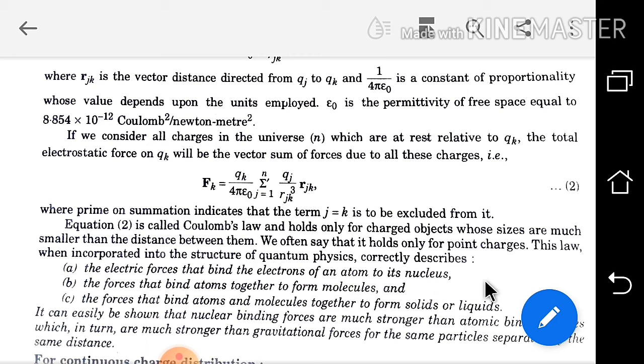This law, when incorporated into the structure of quantum physics, correctly describes the electric forces that bind the electrons of an atom to its nucleus. Second, the forces that bind atoms together to form molecules, and third, the forces that bind atoms and molecules together to form solids or liquids. Now this law is very important in electrodynamics.